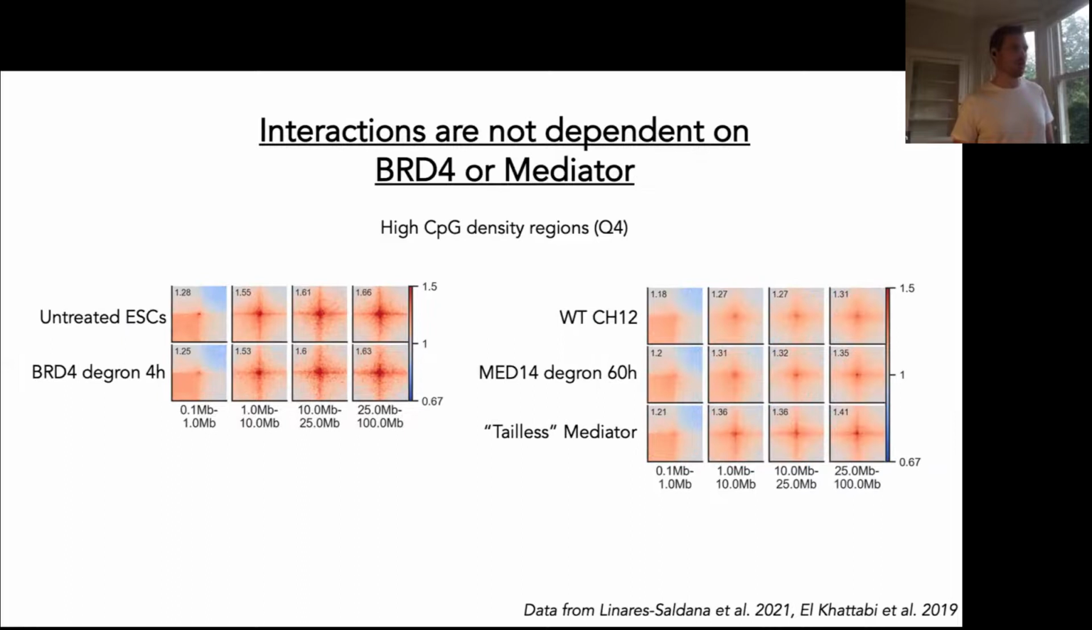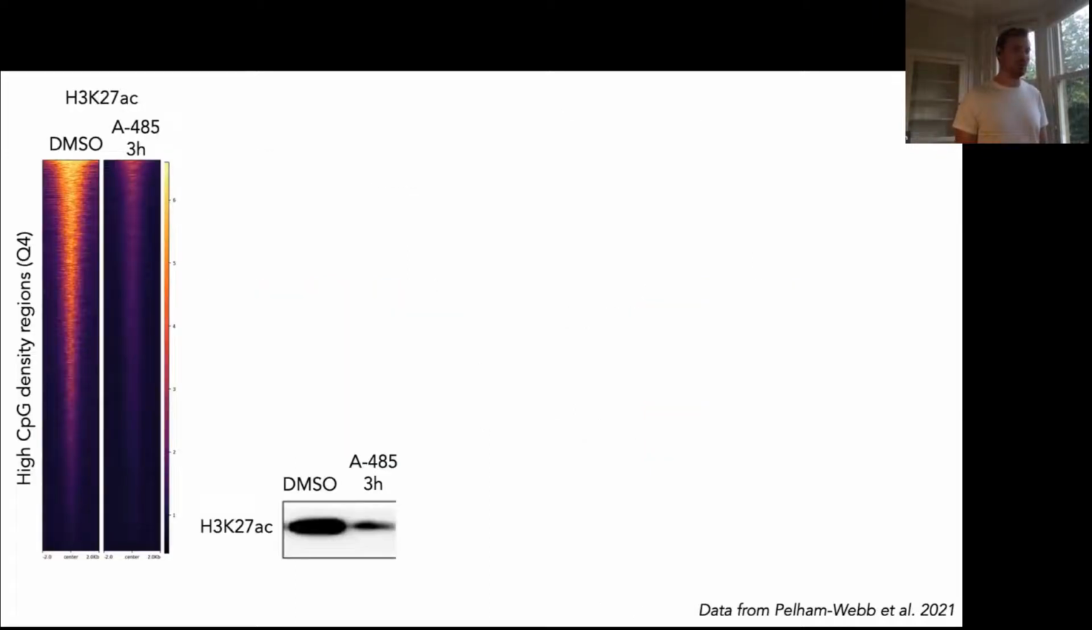Okay, we also looked at BRD4 degrons. Doesn't seem to affect these ultra long range interactions. And also there are different mediator perturbations, which also do not seem to affect these interactions. So finally, we thought, okay, maybe it has something to do with this acetylation then.